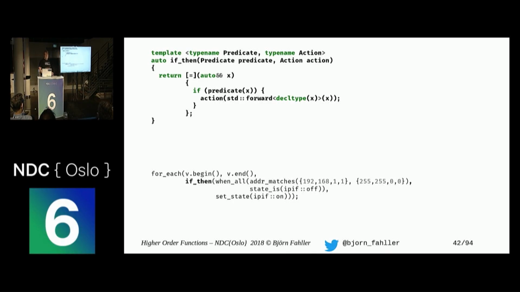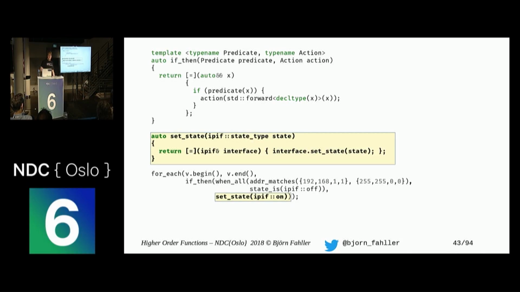You get the idea. It's the same. And SetState is, of course, also, again, use auto return type, return a lambda that captures the state we want to set. And when called with an IP interface, we call the member function SetState. So nothing weird. You understand this code? Cool.